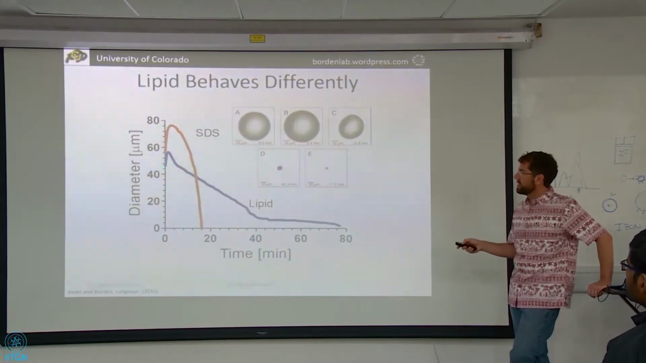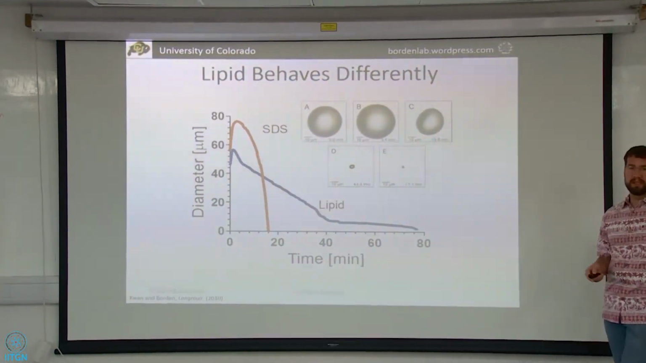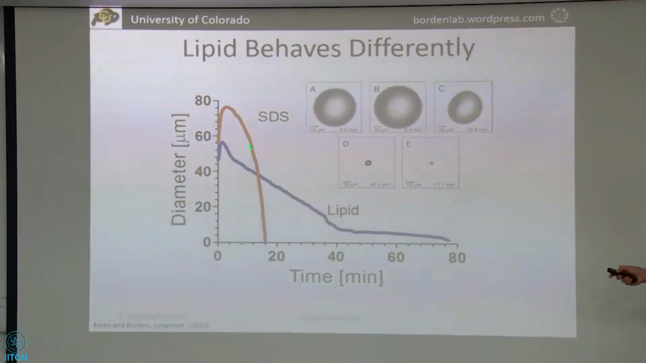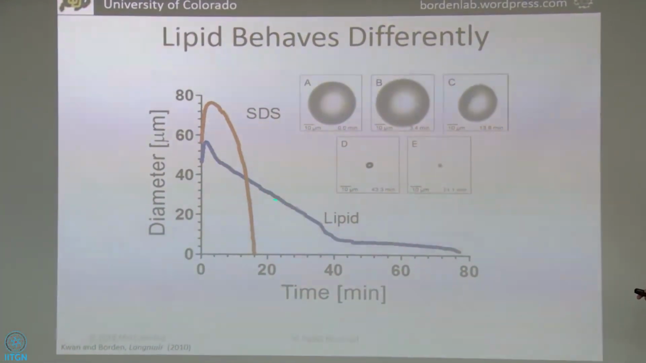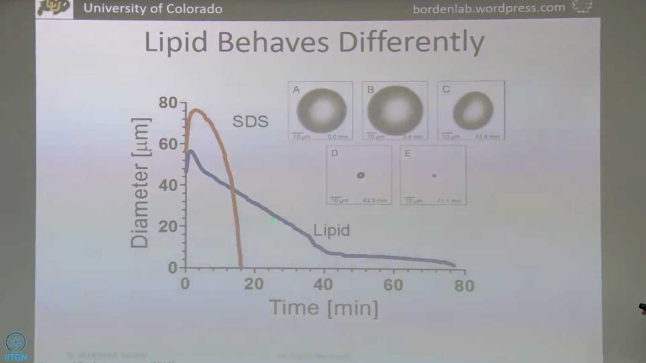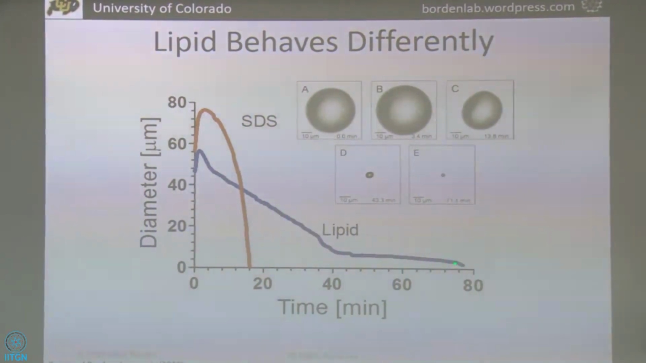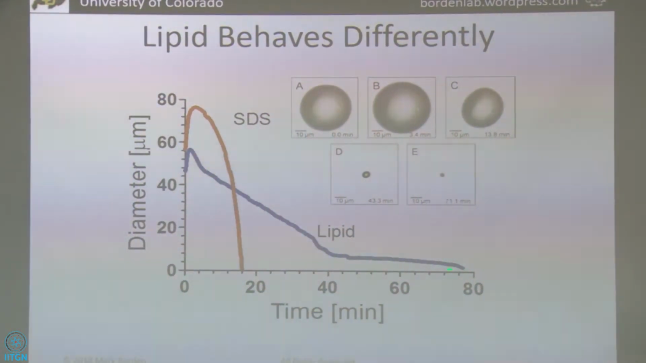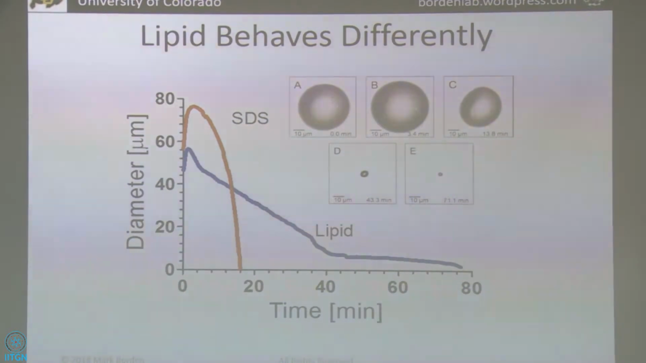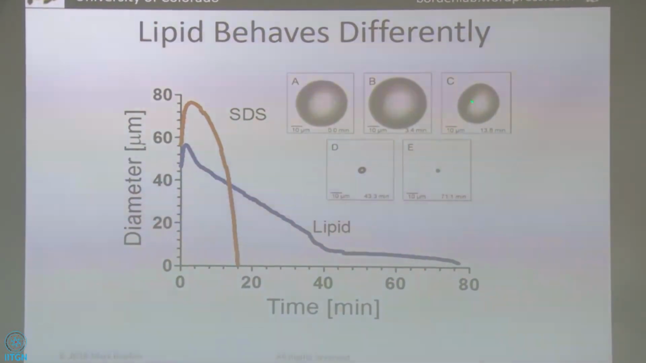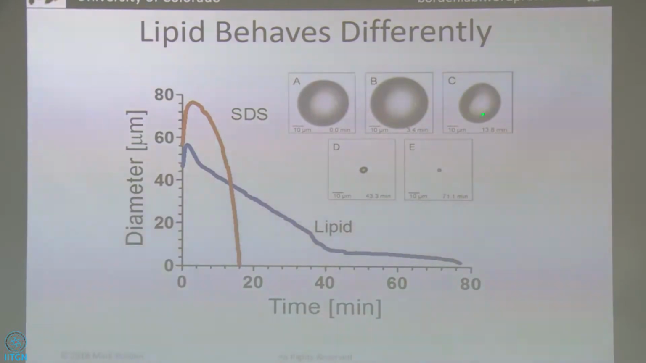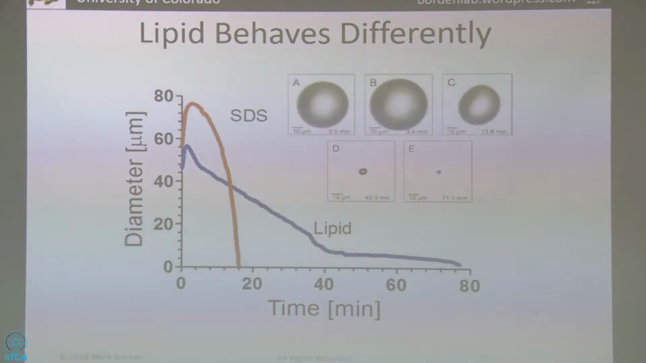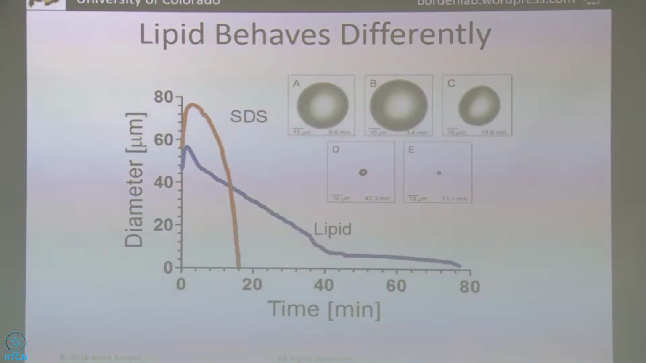A couple things to recognize. Lipid doesn't grow nearly as much as SDS. It grows a little bit, and then shrinks, and then instead of continuing to shrink like SDS does, it slows down and slowly dissolves, and then it flattens out and becomes really stable at a diameter of about 1 to 2 microns. So the bubble does initially grow, but then it shrinks. In this case, you can see it's almost non-spherical, and then it dissolves. So very different behavior than SDS.